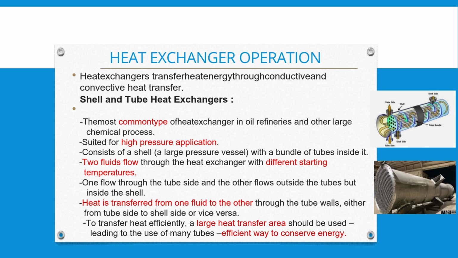Two fluids flow through the heat exchanger with different starting temperatures. One flows through the tube side and the other flows outside the tubes but inside the shell. Heat is transferred from one fluid to the other through the tube walls, either from tube side to shell side or vice versa. To transfer heat efficiently, a large heat transfer area should be used, leading to the use of many tubes, efficient way to conserve energy.